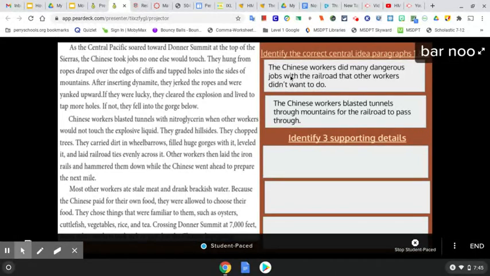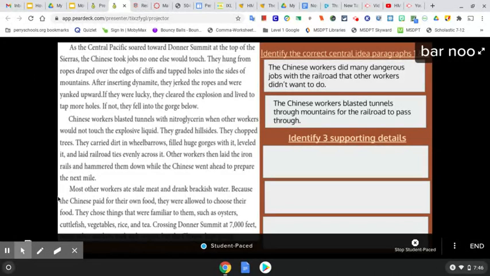So, the Chinese workers did many dangerous jobs with the railroad that other workers didn't want to do. The Chinese workers blasted tunnels through mountains for the railroad to pass through. Okay, so which one would be the central idea of paragraphs 1 and 2? So these two paragraphs. So let's go ahead and take a look at the text here.